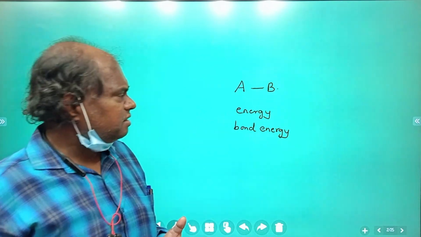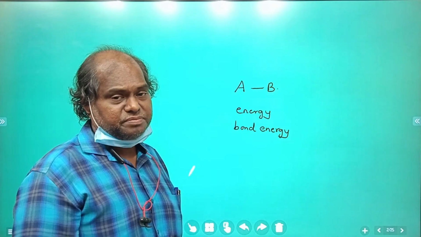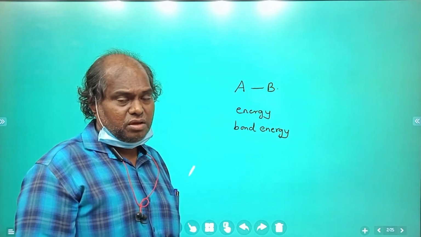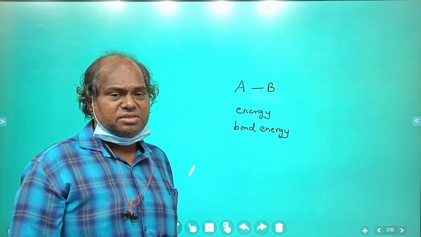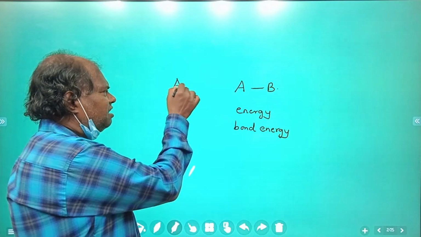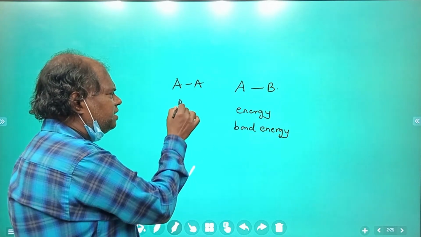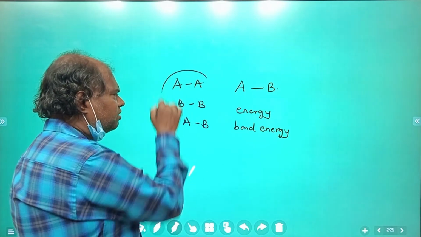So there's a bond AB, right? I want to break it. Some energy. What is that called? Bond energy. Okay. Now, students, you can calculate electronegativity by knowing the bond energies. If you know the bond energies of AA, if you know the bond energies of BB, and if you know the bond energy of AB, you can calculate electronegativity.